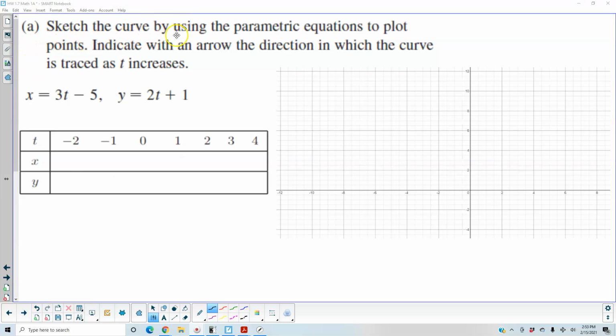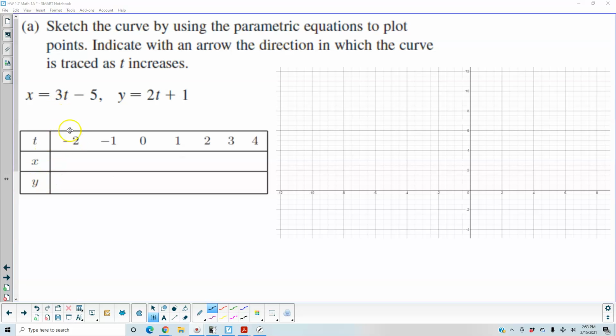In part A, we want to sketch the curve by using the parametric equations to plot the points. Indicate with an arrow the direction in which the curve is traced as t increases. X is equal to 3t minus 5, and y is equal to 2t plus 1. We're going to plug in negative 2 to 4 into the functions to figure out what x and y are.